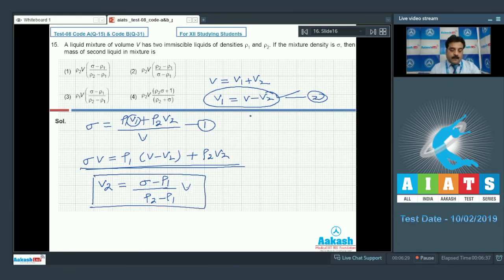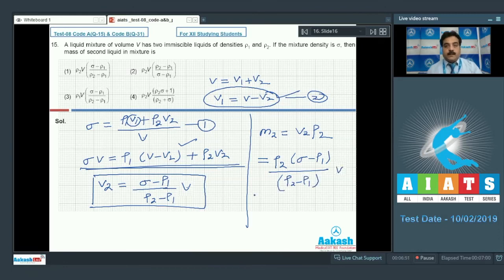Because you are looking to find the value of M2, and mass is given by volume into density, and now I have the value of V2 by this calculation, that will give you ρ2 times V2, where V2 is (sigma minus ρ1) divided by (ρ2 minus ρ1). So this is how you can calculate mass M2. So my option number 1 will be the right choice. Let's move on to question number 16.